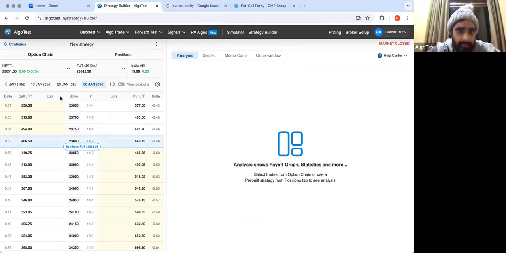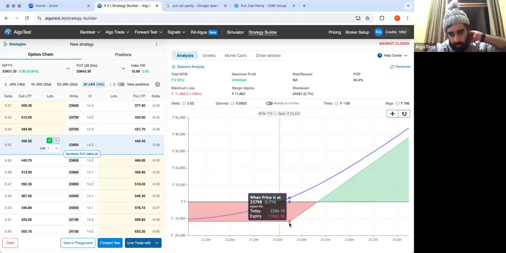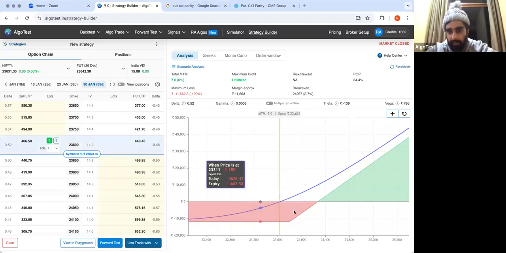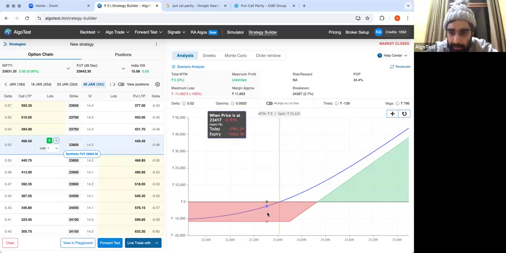So this is my option chain for 30th Jan expiry for Nifty. And everybody knows this is what the payoff of a long call looks like, right? Simple payoff of a long call. My inflection point is where the stock price equals my strike price, which is 23,800. If the stock closes at 23,800 at expiry, I lose 11,000 rupees, which is here.